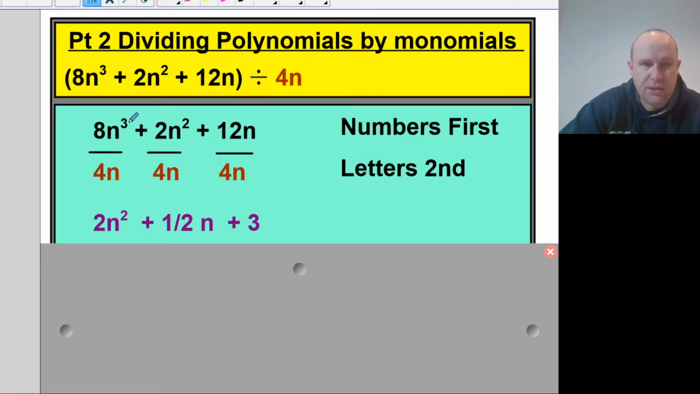So 8 over 4 is 2. Put the 1 in there. 3 take away 1 is 2. 2 over 4, I don't want to put 0.5. If possible, with these types of fractions where the bigger number is on the bottom, we want to try and simplify, so 1/2. 2 take away 1 is 1, so I'm not going to put n to the 1, I'm just going to put n. 12 divided by 4 is 3, and the n's cancel. So basically it's the same question, but you're just doing it 3 times, whereas in the last unit we just did it once.